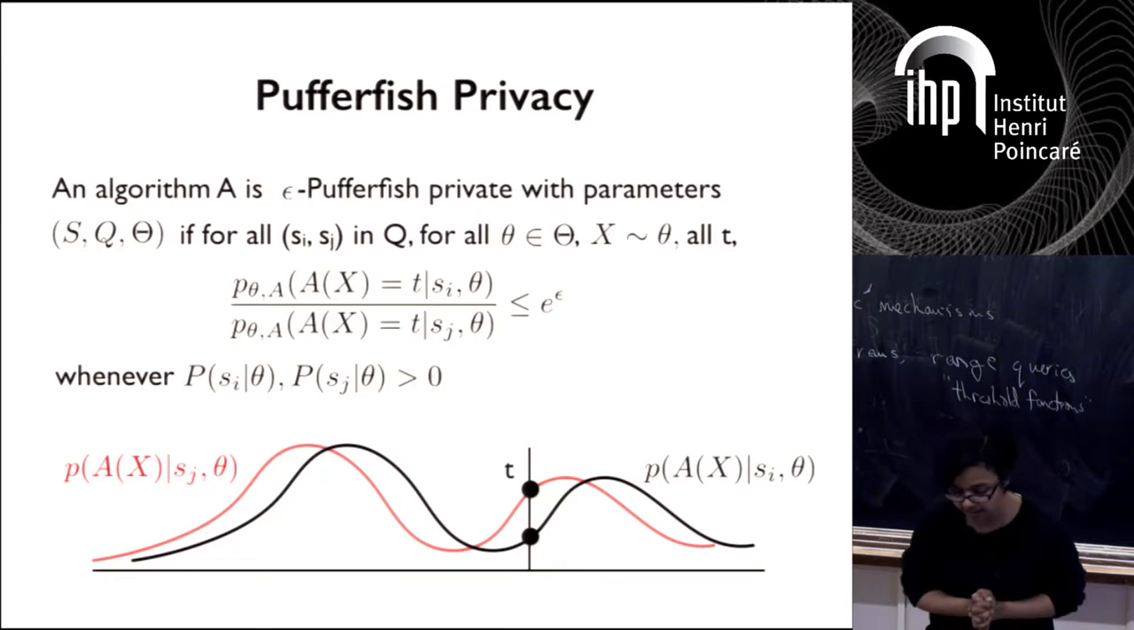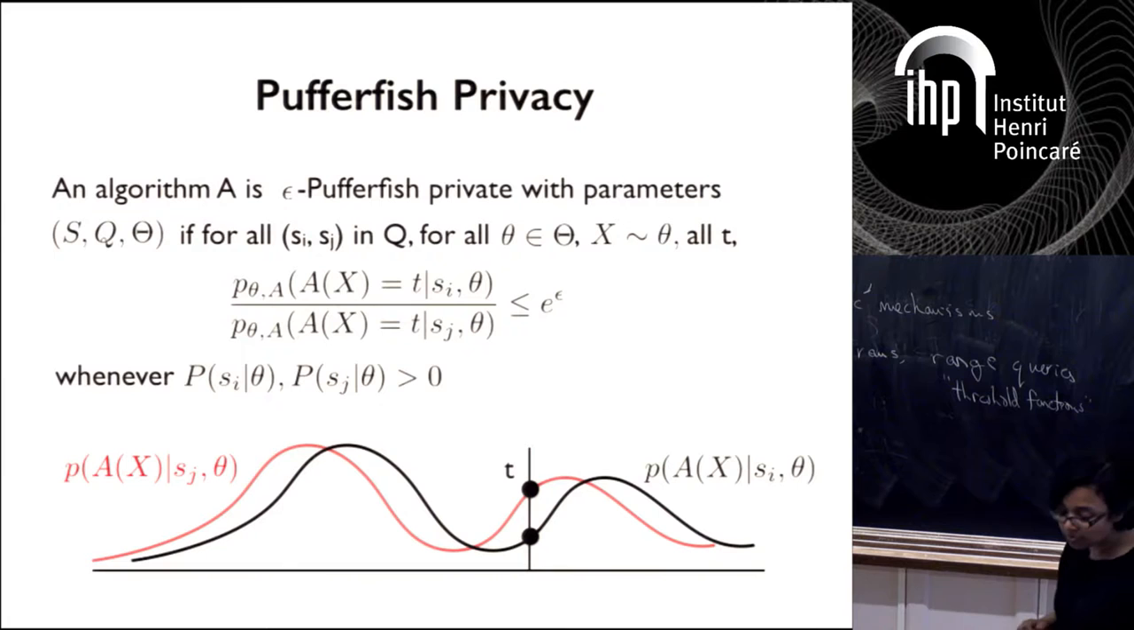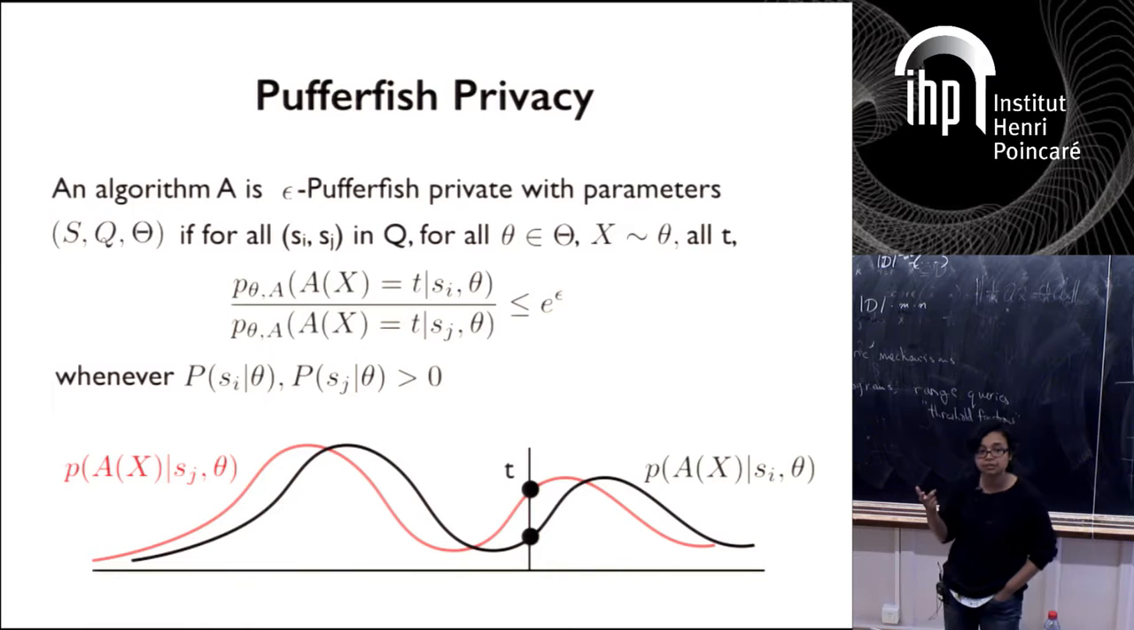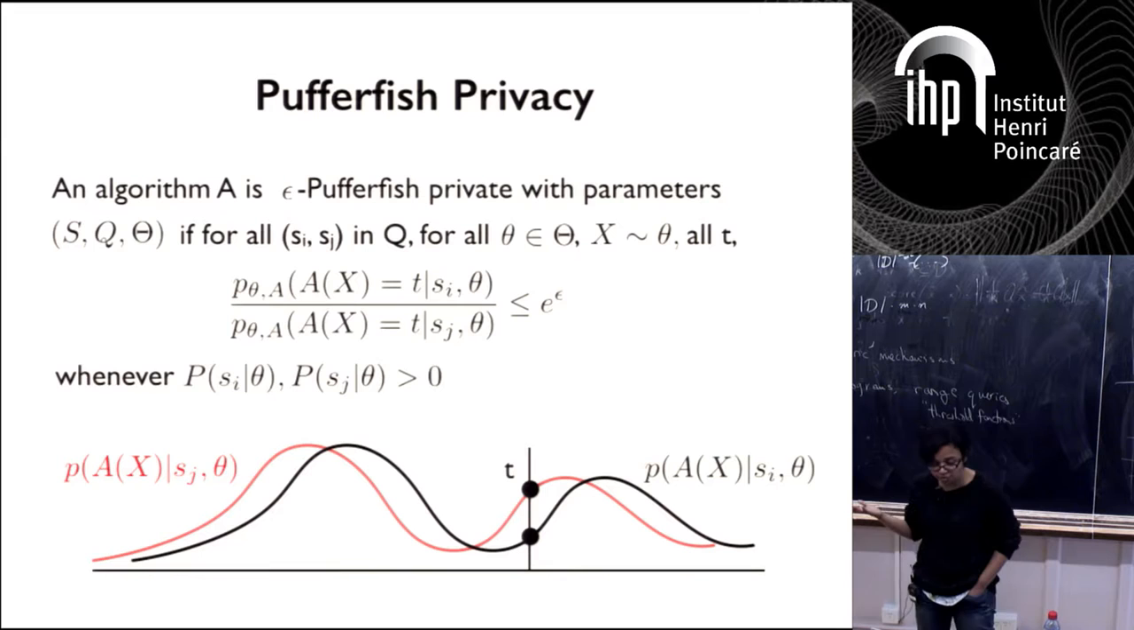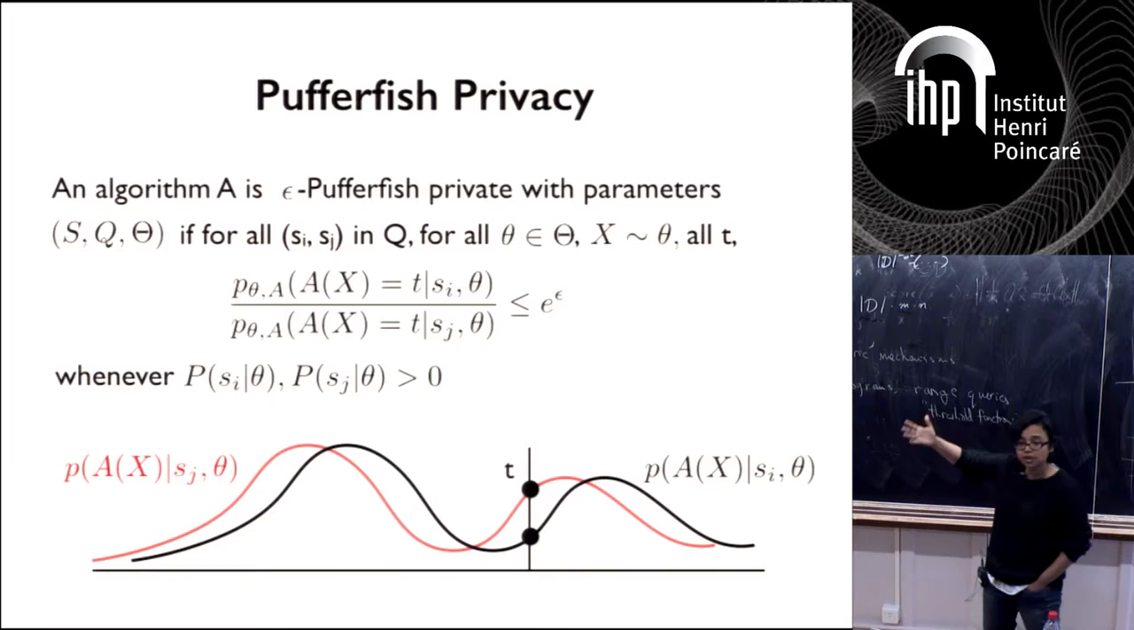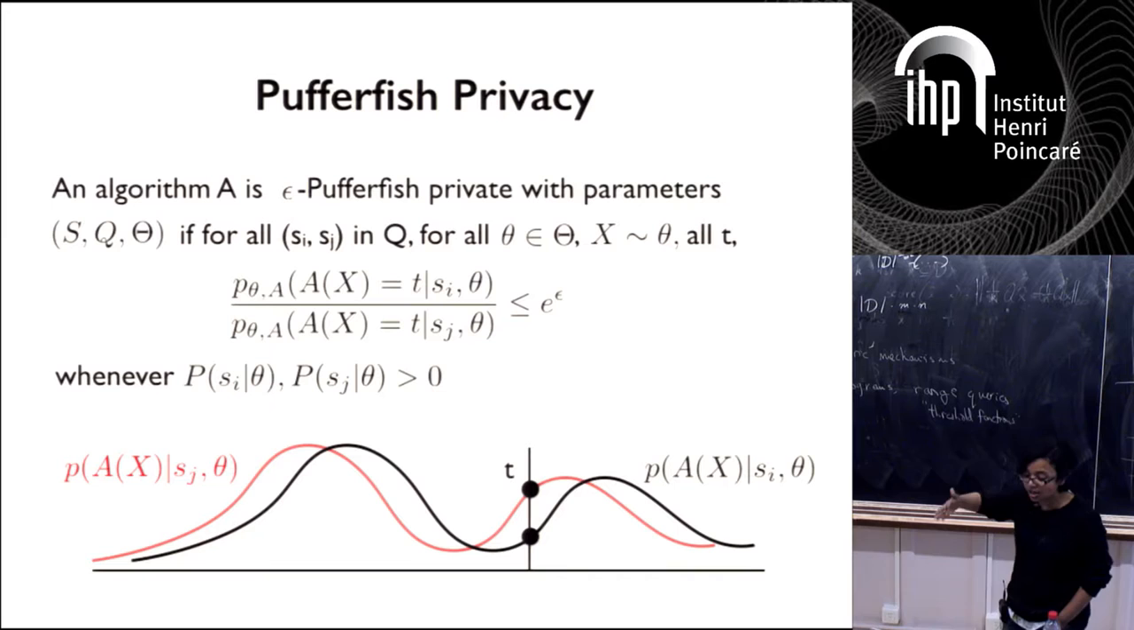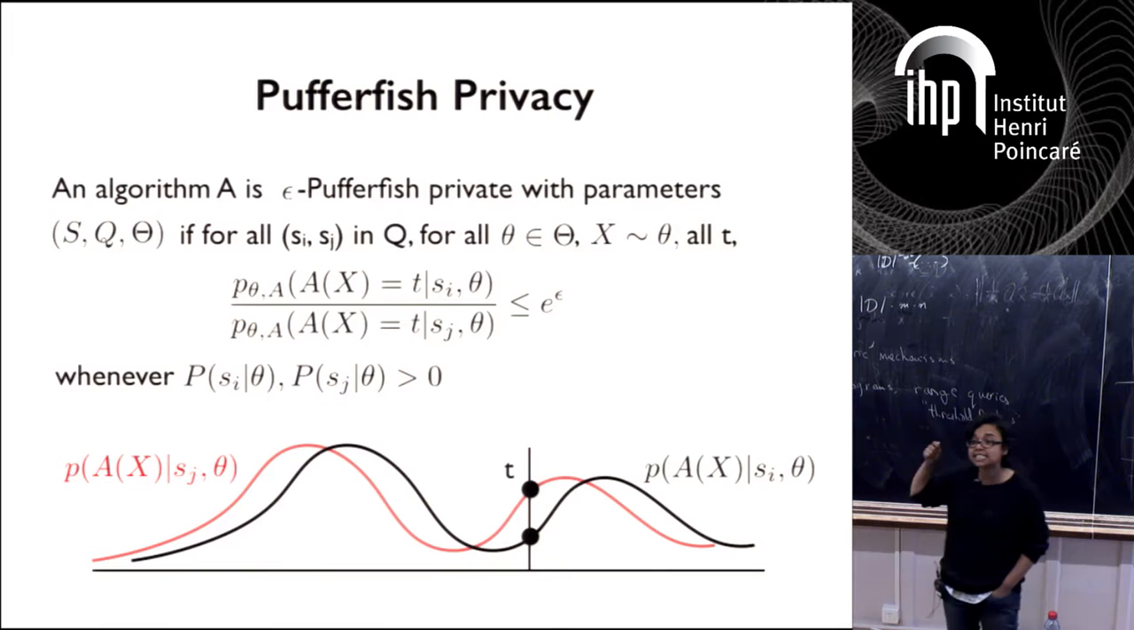And now here is the definition. So an algorithm is said to be epsilon pufferfish private with parameters S, Q, and theta if for all pairs of secrets si and sj in Q, for all theta in this distribution class, and X drawn according to theta and all t, what you have is that this ratio is at most e to the epsilon, right? So what is this ratio? This ratio is the likelihood that A of X is t conditioned on si and theta over the likelihood that A of X is t conditioned on sj and theta, right?